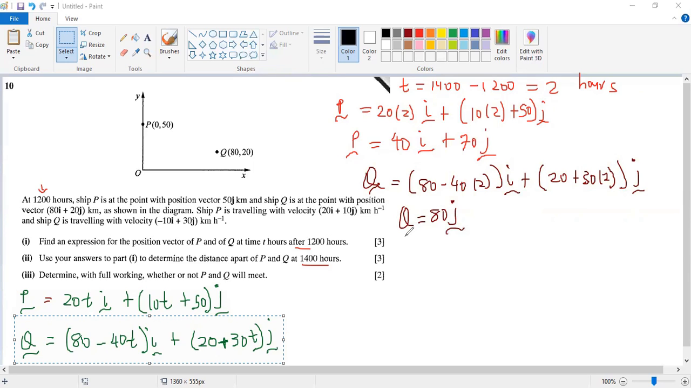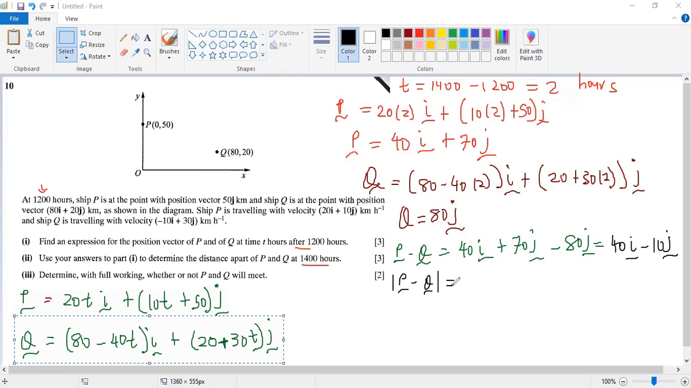So we just need to do a P minus Q to see that. Please take note, it's a vector trick. So we just take P minus Q, and then we must do a modulus after that. So let's do the P minus Q part first. Let's not jump ahead. It's quite straightforward to see. It's 40I plus 70J minus the Q, which is just 80J. That means the P minus Q is equal to 40I minus 10J. Ta-da!